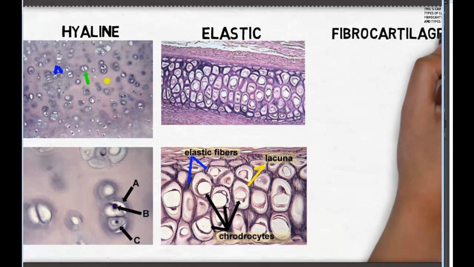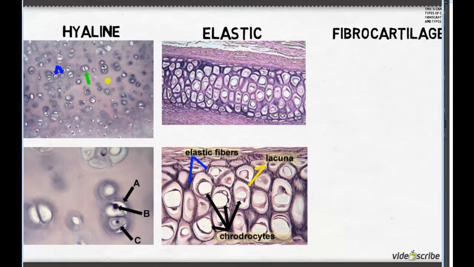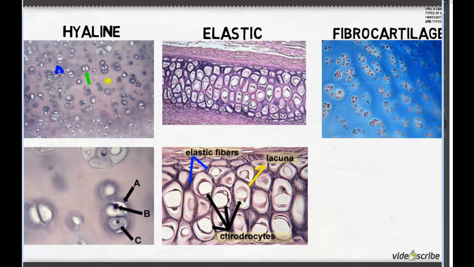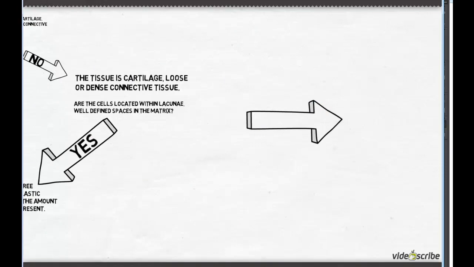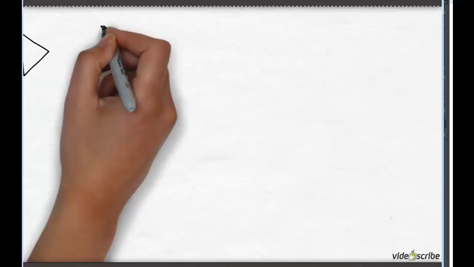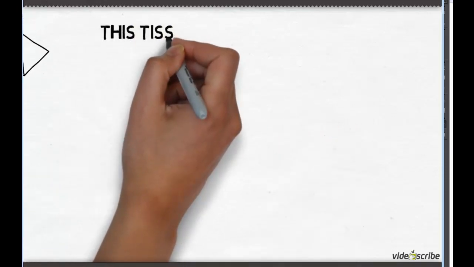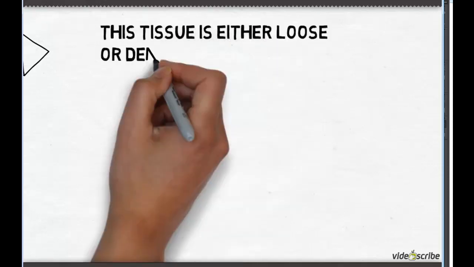Fibrocartilage is much tougher and more brittle stuff. It contains thicker, more visible collagen fibers. Fibrocartilage is found in the intervertebral disc, menisci of the knee, and the pubic symphysis. The more rigid matrix confines the formation of the lacunae. Cells appear like peas in a pod, a much more regular appearance than with other cartilages. If the tissue lacks lacunae, then the tissue is either loose or dense connective tissue.